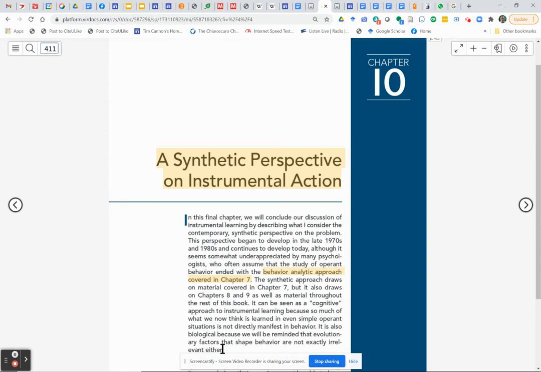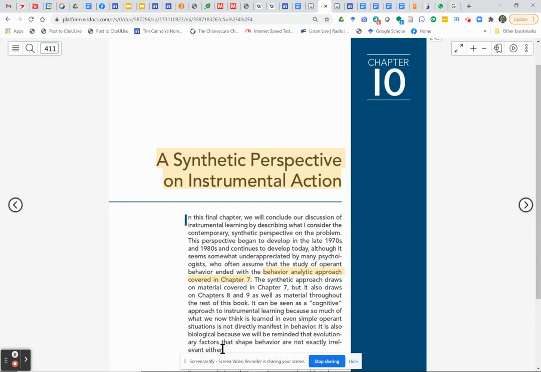So a synthetic perspective on instrumental action, and talks about a behavioral analytic approach that was covered back in chapter 7. The synthetic approach draws on materials covered in 7, but also 8 and 9, as well as material throughout the rest of the book. And it can be seen as cognitive. And as I mentioned, Skinner was anti-cognitive. He had a big battle with cognitive, and cognitive won. And that's where this book is taking us.